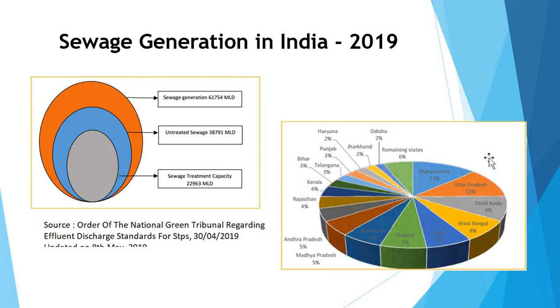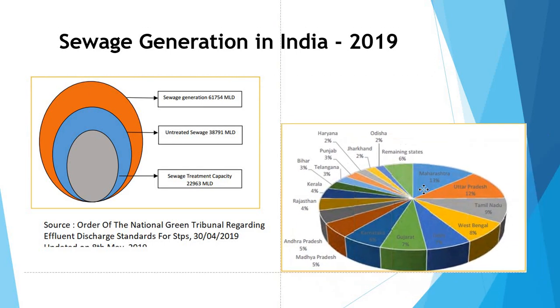So this picture gives us the sewage generation in India state-wise. With 13% of sewage generation, Maharashtra stands in the first place and Tamil Nadu stands in the third place with 9% of sewage generation in 2019, as given by the order of the National Green Tribunal regarding effluent discharge standards for STPs, dated 30th April 2019.